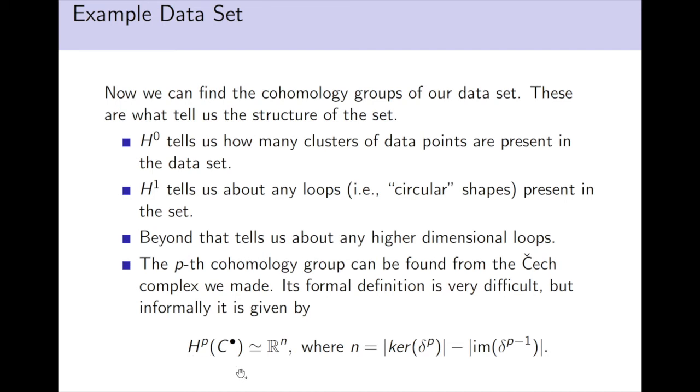HP is isomorphic. That just means it looks like R^n, so some vector space R^n, where n is not just any number, but the particular number given by taking the dimension of the kernel of the map delta p from our Čech complex and subtracting from that the dimension of the image of delta p minus 1.